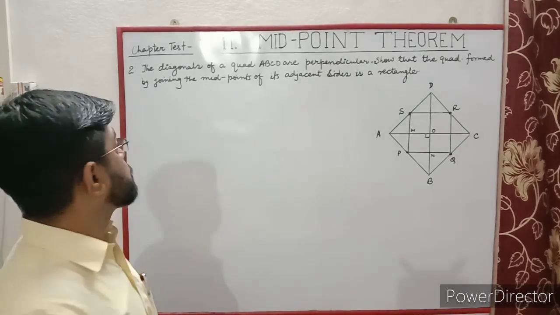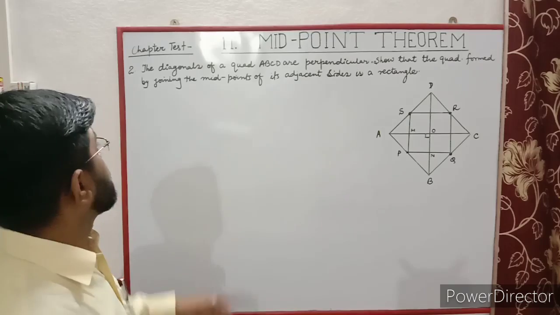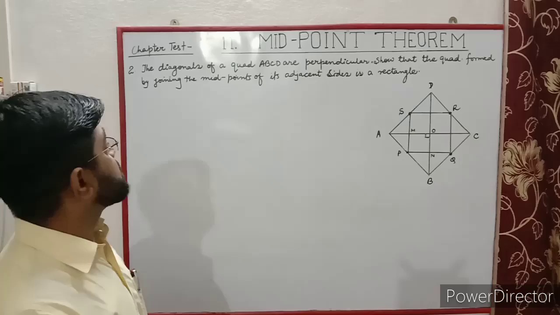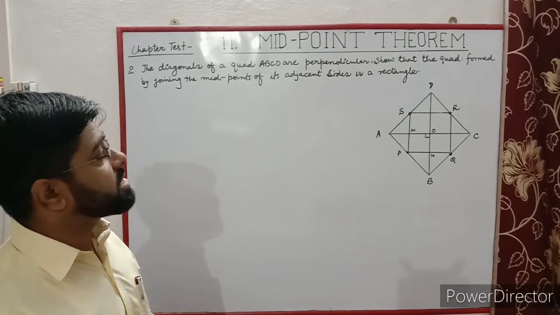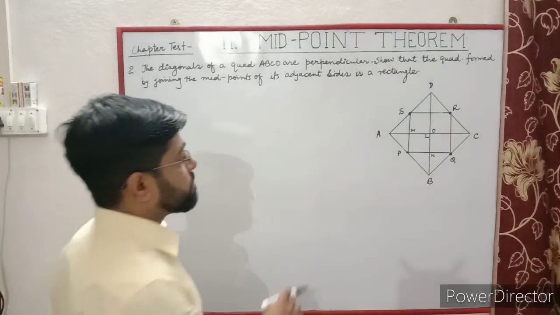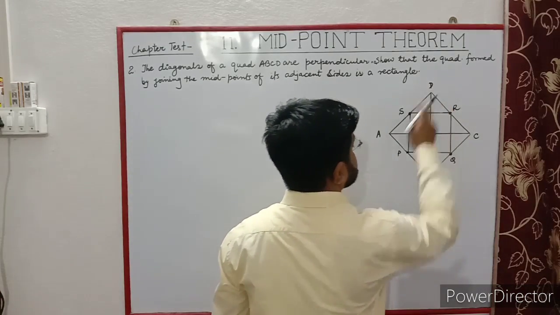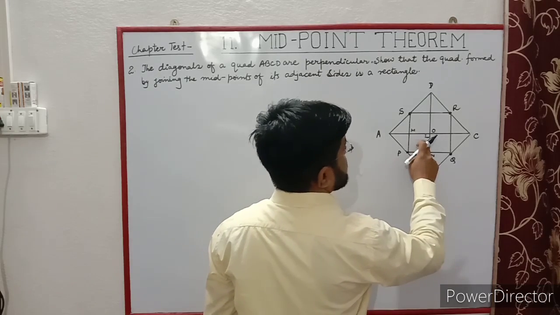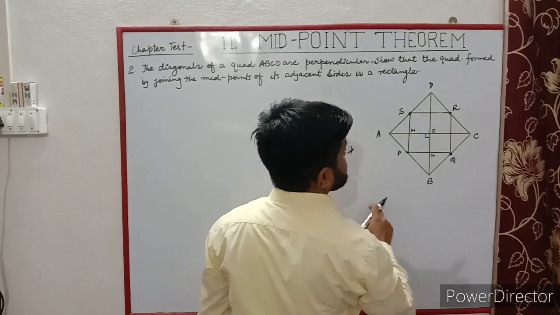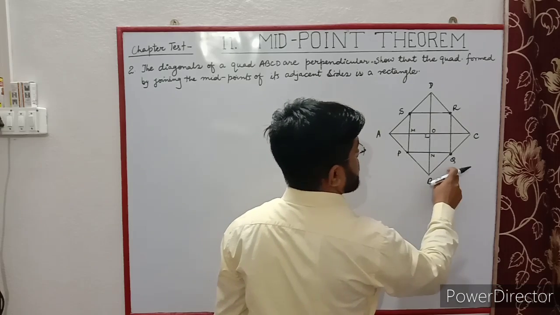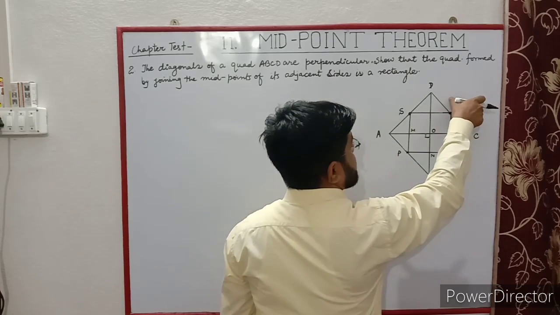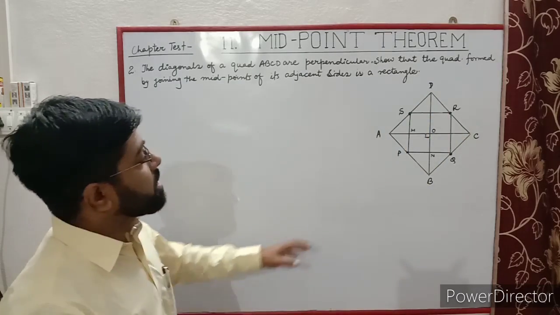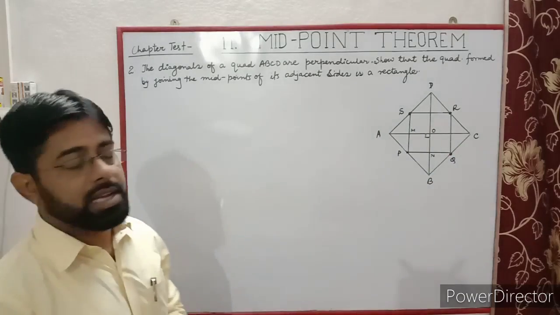Let's see one more question. Question number 2 from chapter test. The diagonals of a quadrilateral ABCD are perpendicular. Show that the quadrilateral formed by joining the midpoints of its adjacent sides is a rectangle. So first of all, draw a quadrilateral ABCD, and AC and BD are diagonals perpendicular. Now AC is perpendicular to BD, and P is the midpoint of AB, Q is the midpoint of BC, R is the midpoint of CD, and S is the midpoint of AD. So we have to prove PQRS is a rectangle.